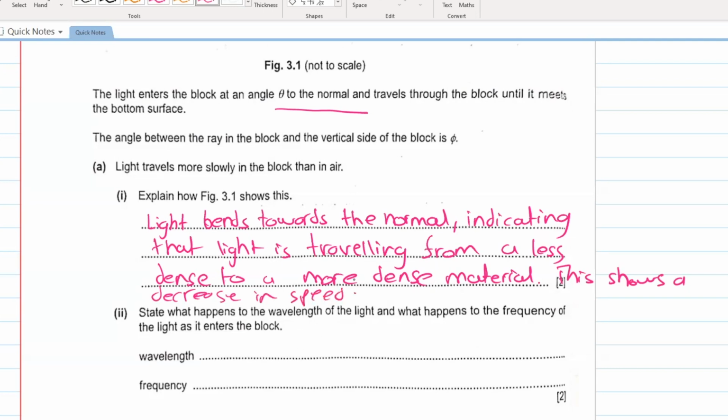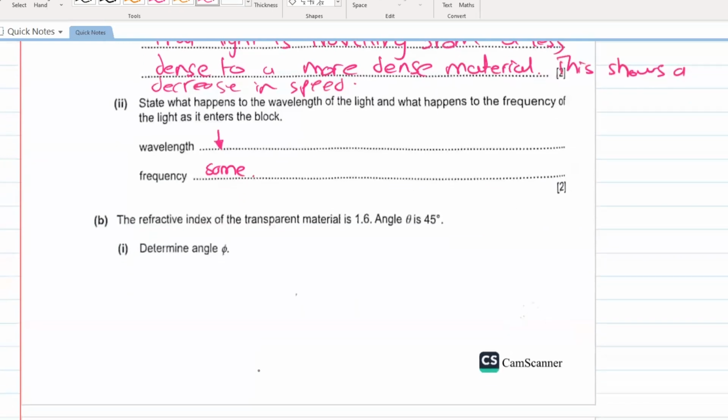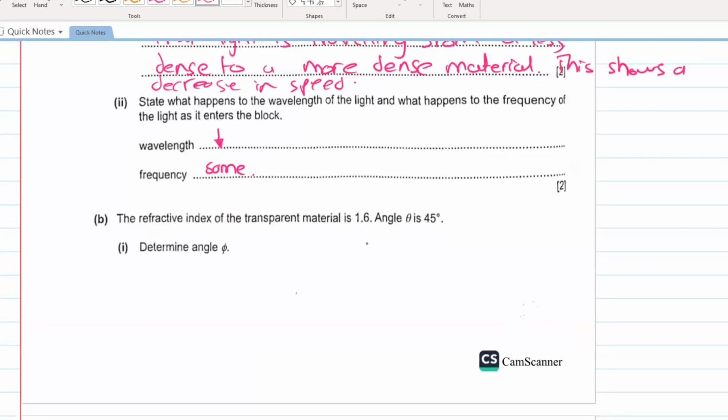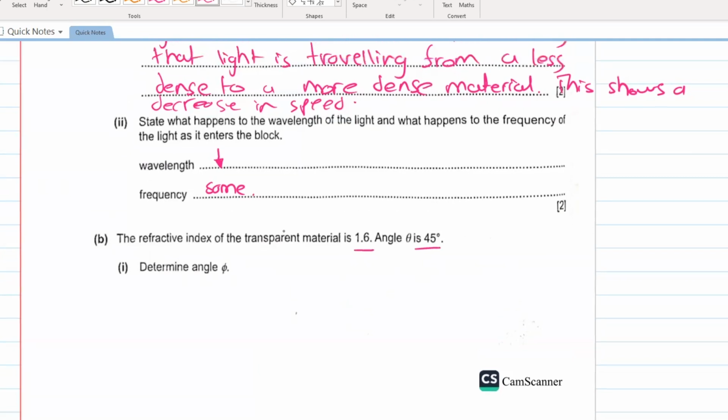State what happens to the wavelength of light and what happens to the frequency of light as it enters the block. Obviously, if speed decreases, wavelength will also decrease and frequency remains the same. Let's move further ahead. The refractive index of the transparent material is 1.6. Angle theta is 45. You have to calculate angle phi.